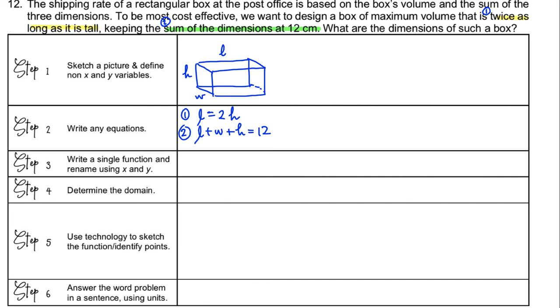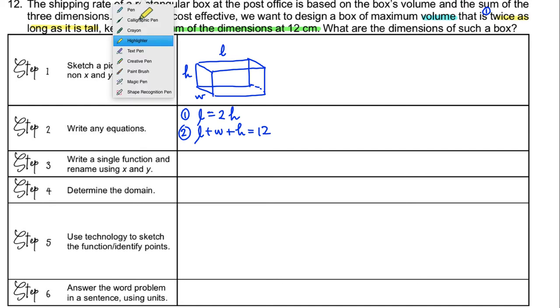Now, whenever we solve problems, we need to have an idea of not only what we're working with, but where we're going. And so the question is asking us to find the dimensions of a box, but it says of such a box. It's a box that has maximum volume. And so we want to come up with the volume of the box. And that's going to be our equation 3.